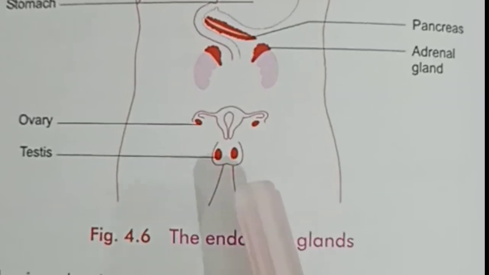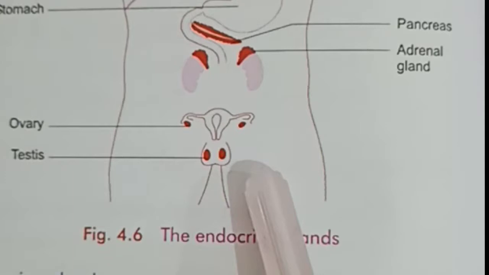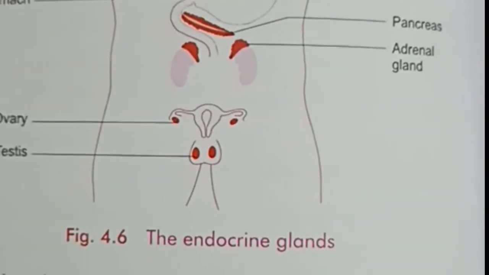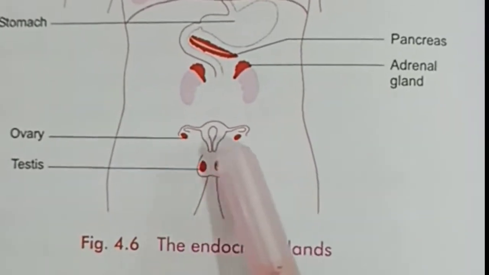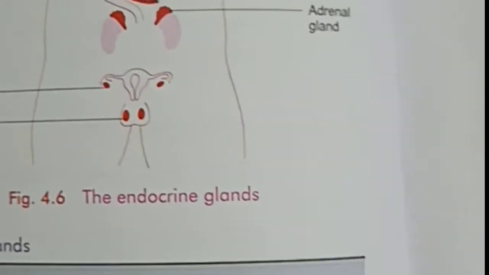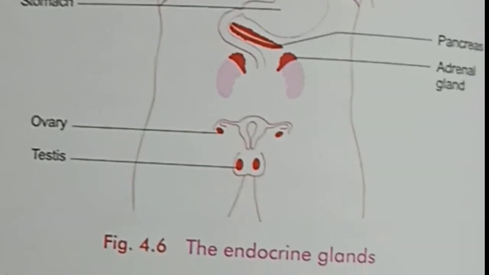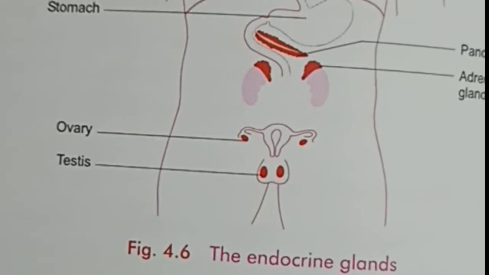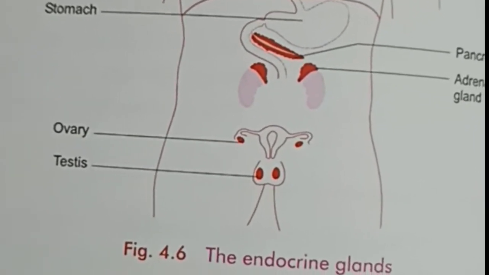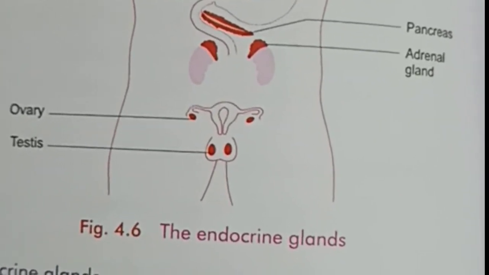Next, if we see the next one, here both have been shown, but this one is for the female, the ovary. Ovaries are found, one on this side and the other on this side too. So ovaries are found in the lower part of the abdominal cavity of a female. Its function is to control sexual characters and make the changes related to pregnancy when the girl child attains puberty.